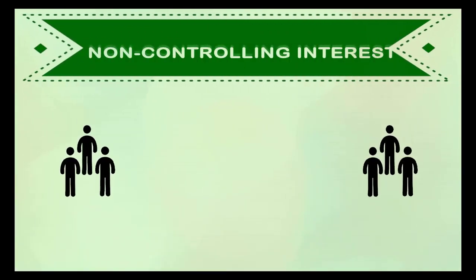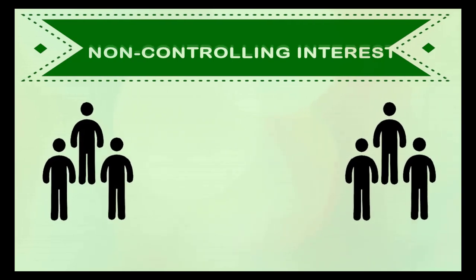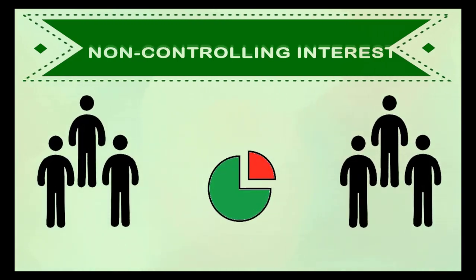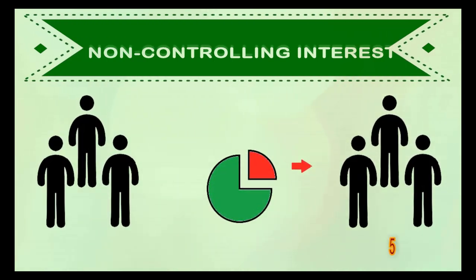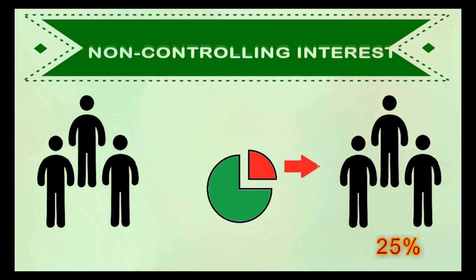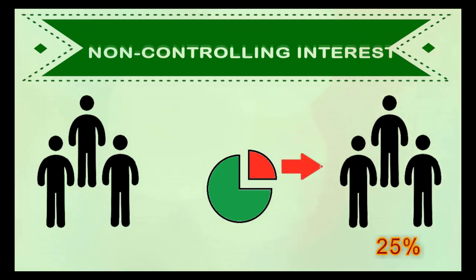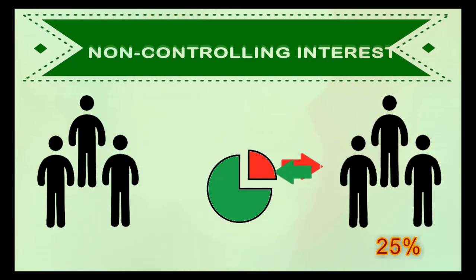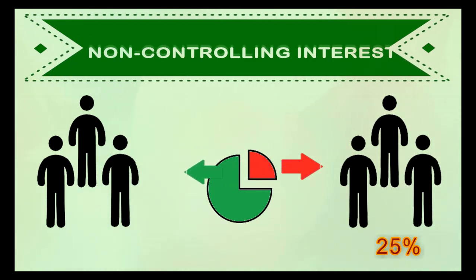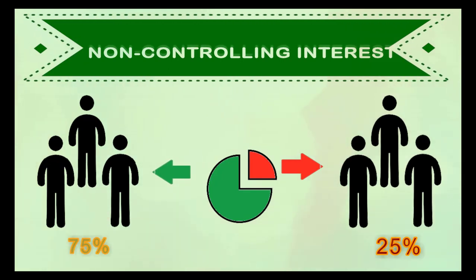A non-controlling interest, also called NCI or minority interest, is an ownership position where a corporate shareholder owns less than 50% of outstanding shares and can only influence management decisions instead of controlling them. The control rests with the owners that have more than 50% of outstanding shares.